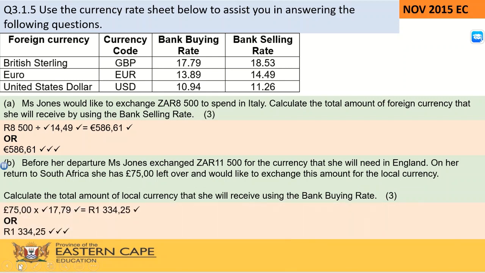Right, let's take a look at our answer. 75 pounds multiplied by the bank buying rate, which is 17.79, which will give you 1,334 Rand and 25 cents. You will get 3 marks for the final answer. Again, I don't advise you to do that, because if you make a mistake somewhere, you will throw 3 marks away. Whereas if you show all the steps in your calculation, you will at least get some of the marks along the way.